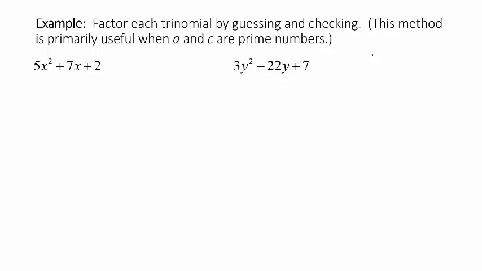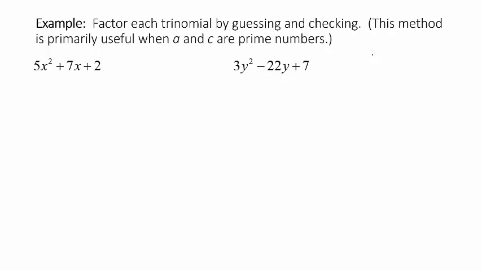Factoring trinomials where the leading coefficient is not equal to 1 is usually best left to the AC method. However, if you're trying to factor a trinomial where A and C are both prime, there are only so many combinations of factors that you can use in the binomials to get there. And so sometimes just guessing and checking what those are is faster than going through the hassle of doing the whole AC method.